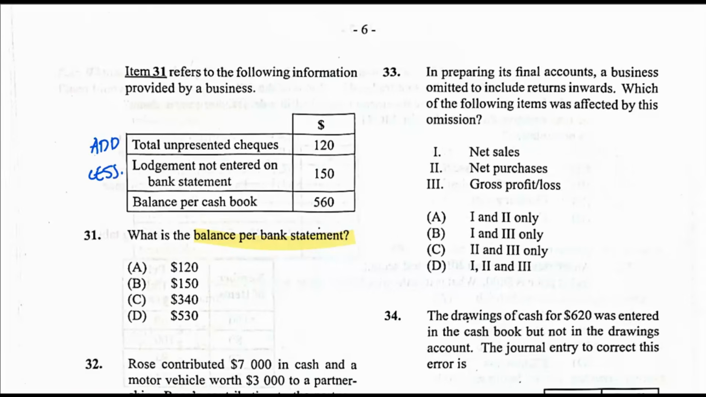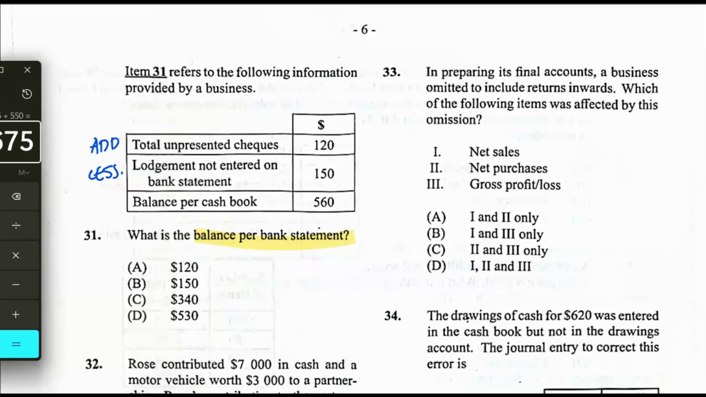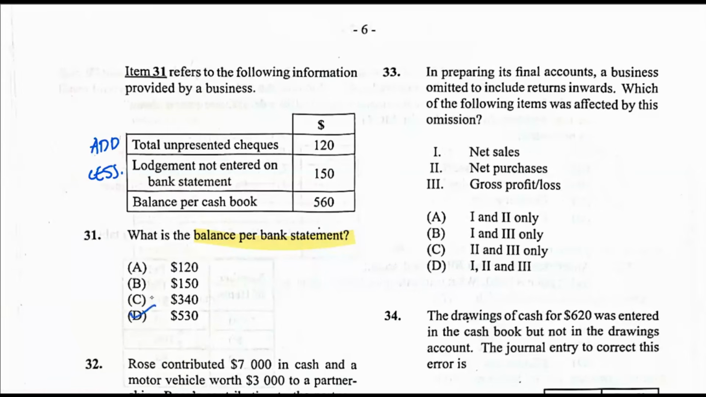Alright guys, let's work on that on our calculator. Balances per bank statement, add your unpresented checks, minus the lodgement, answer should be 530. Question 31 should be D. Great.